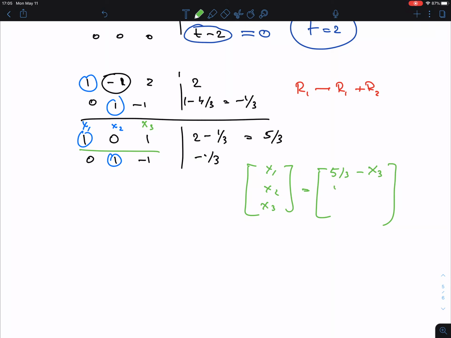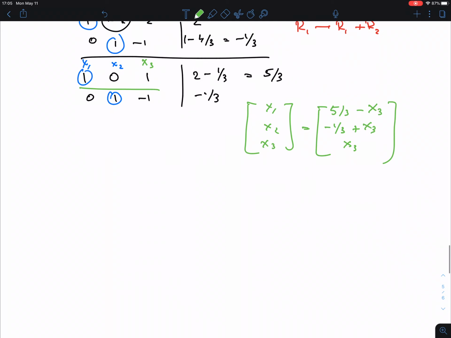And the next one is minus 1/3 plus x3. And of course, x3 is still x3. That always stays, right? The free variable is equal to itself. So now we have to separate the terms that have x3 in it and the terms that don't. So there's the 5/3, minus 1/3, and 0. These have no x3, the 0 because there's nothing in the last one, right? And then the ones that have an x3 in it are minus 1, 1, 1.